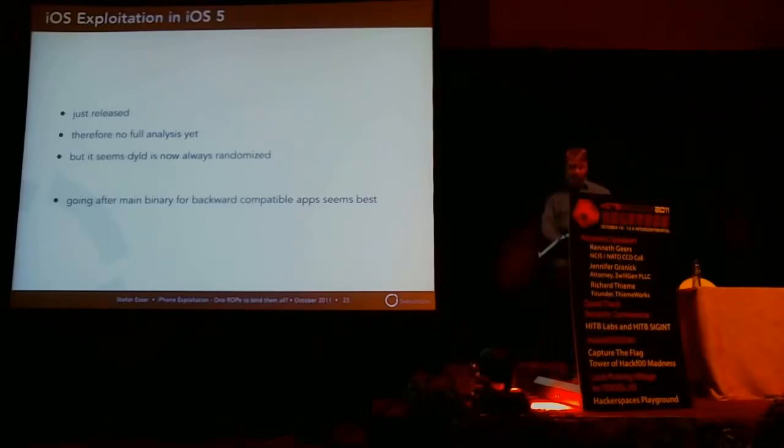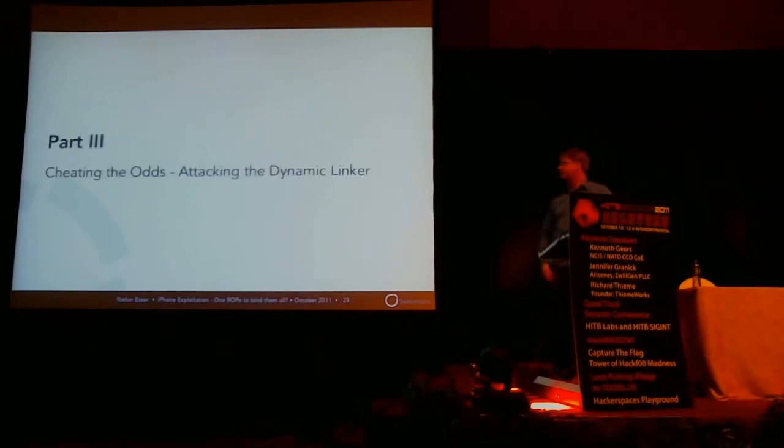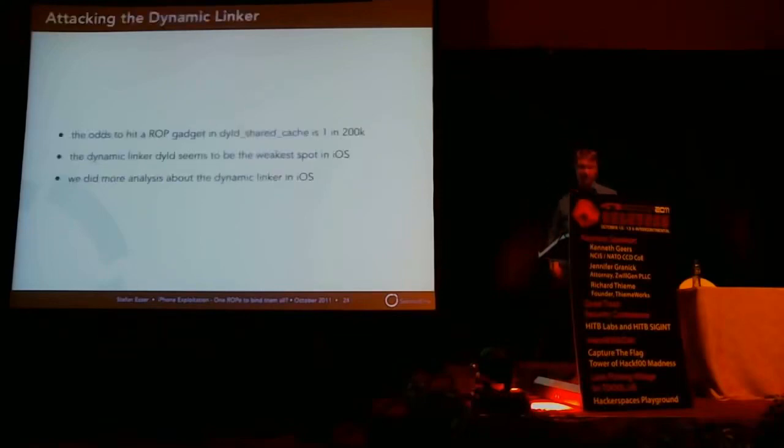So now the question is, we have certain odds: we have 81 different targets, and with ASLR we have like 256 different positions for the dynamic linker, and 4,200 for the cache. So can we improve our odds? The first thing, we cheat our odds by attacking the dynamic linker. Again, to find a specific gadget inside the cache is 1 in 200,000. Therefore the dynamic linker is the weakest spot, and we will do some more analysis.